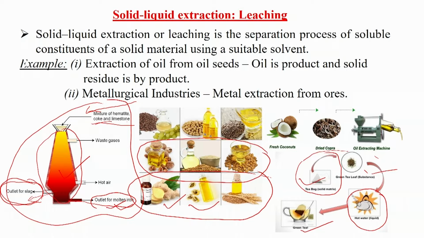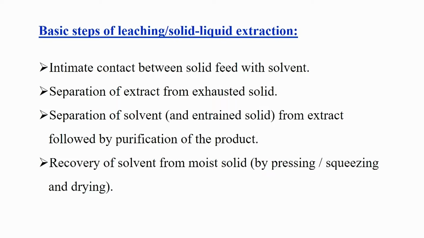Okay. So, there are many like this. From fresh coconut also we can get coconut oil using a similar type of separation process. This is leaching. So, the basic steps of leaching, or solid liquid extraction, are almost similar to those of liquid extraction, with some modifications or alterations.